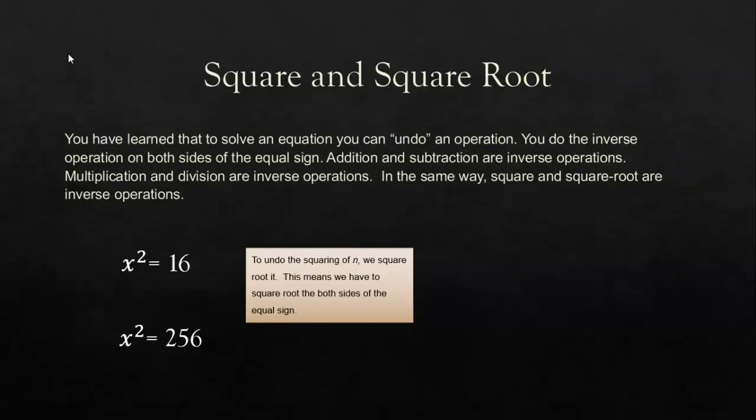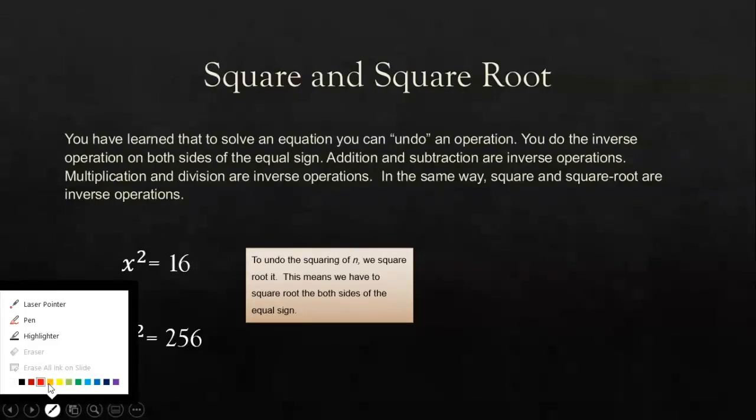In the same way, when we talk about square, the opposite of a square is a square root. So those are inverse operations. To undo the squaring of a variable, in this case we have the definition using n, but it can be any variable. Remember, the variable can be any letter that's taking the place of a value. So in order to undo it, we square root it. The same rule applies: whatever we do to one side, we have to do to the other.